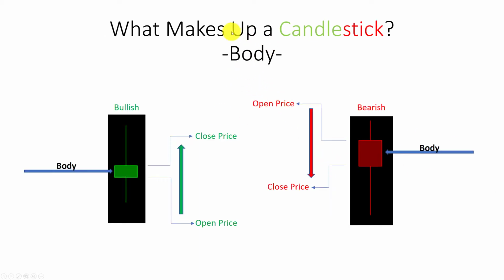Now the first part of the two that makes up the major parts of the candle is the body. And the body is showing you where the candle opened at, or where the period opened at, and where it closed at. So in the instance of the bullish candle, you can see that the opening price was low and the closing price was higher. So price moved higher, it closed higher in that period.